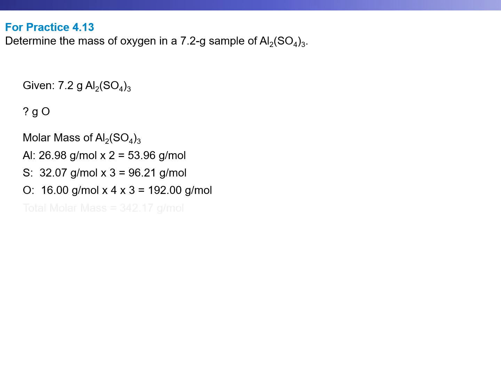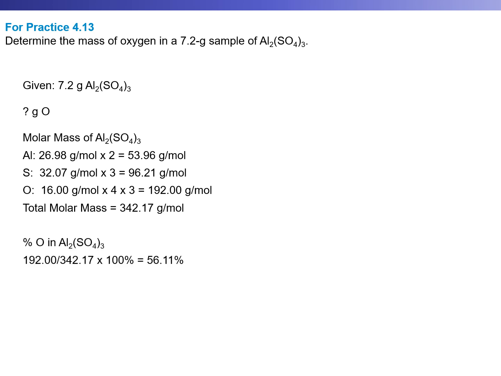Now to find the molar mass of aluminum sulfate, we're going to have to add 5396, 9621, and 192, and that gives us 342.17 grams per mole in a molecule of aluminum sulfate. Okay. Now, I am going to go ahead and find the percentage of oxygen in aluminum sulfate.